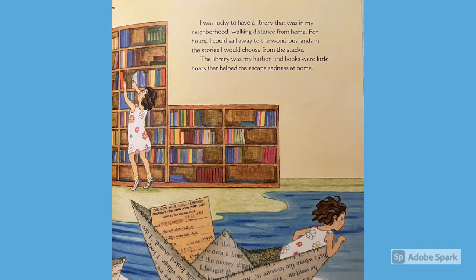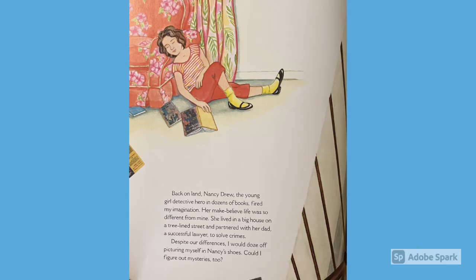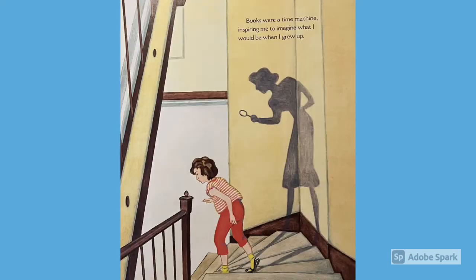On page 10, where is the character at and why is the character in a sailboat? What is the sailboat made out of? On page 11 and 12, how do you think the characters feel looking at all the books? On page 13, what do you think the character is doing? On page 14, where do you think the character is going?